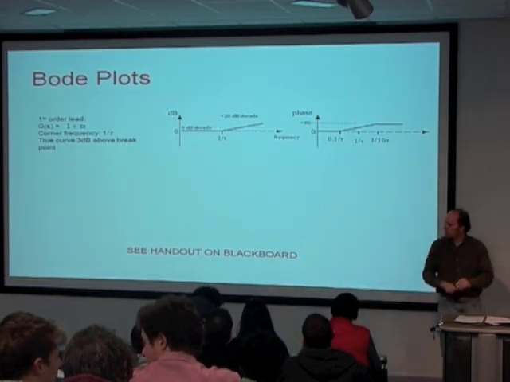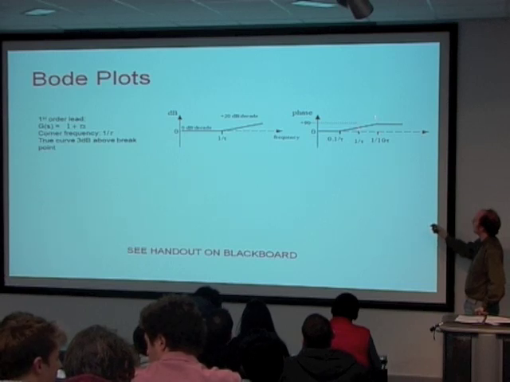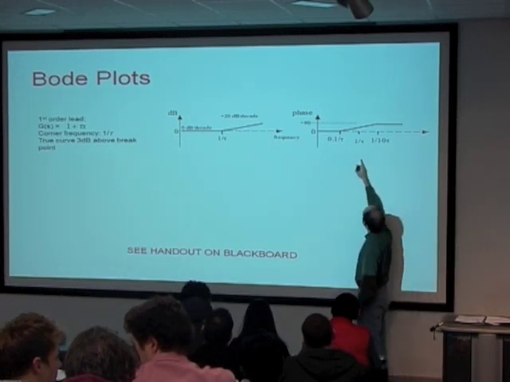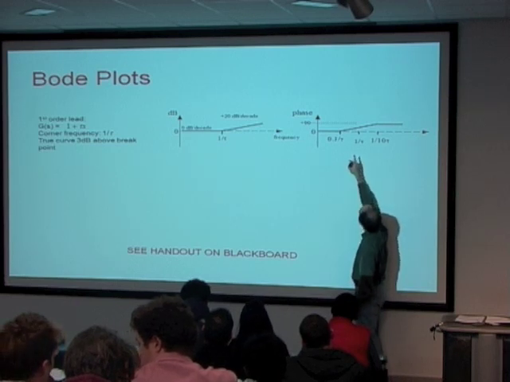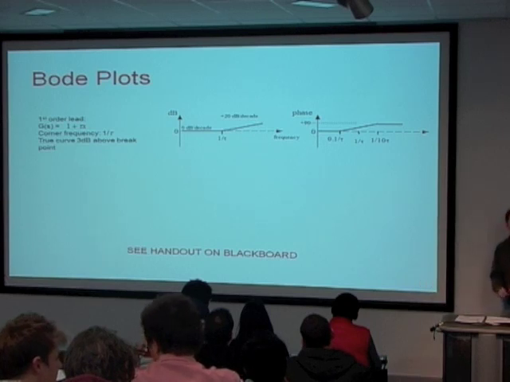And the same case here, you start off at 0. At 1 over Tor, you should be at 45 degrees, and then after that point, you should be at 90 degrees. And so this is at 1 over Tor, 1 decade before, you start moving away from 0, and 1 decade afterwards, you start leveling out at 90.